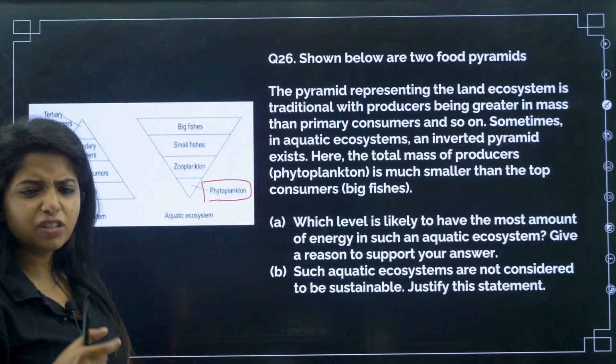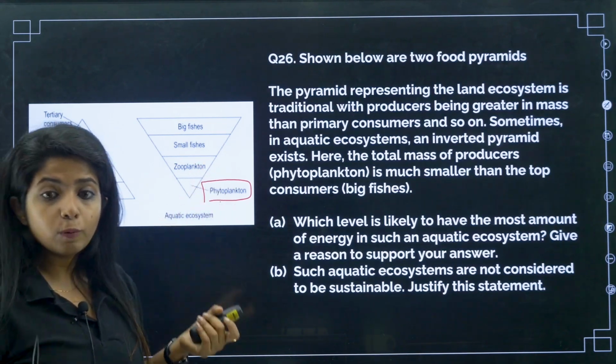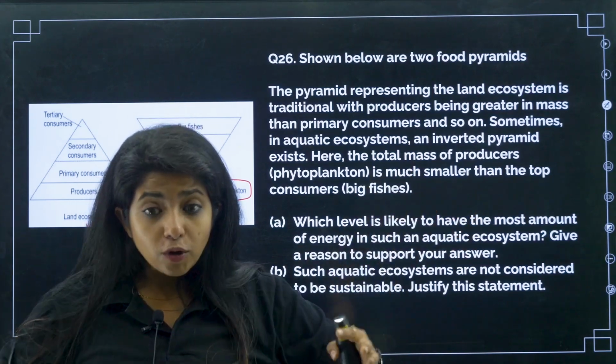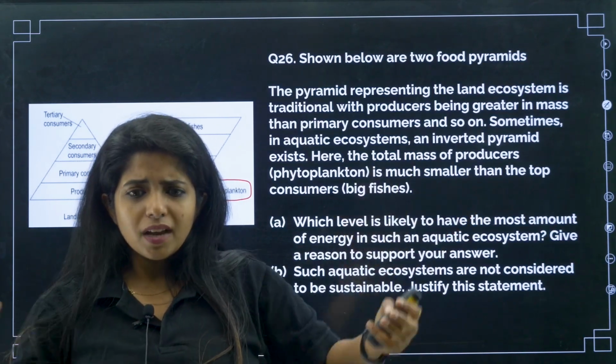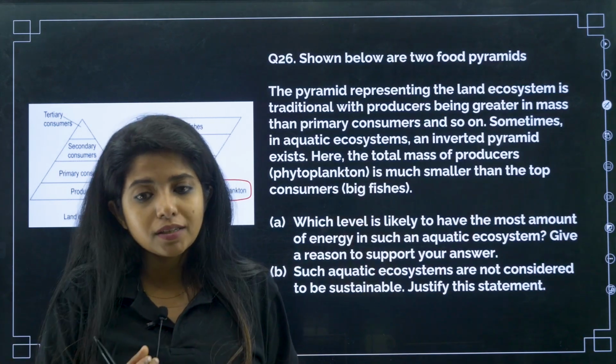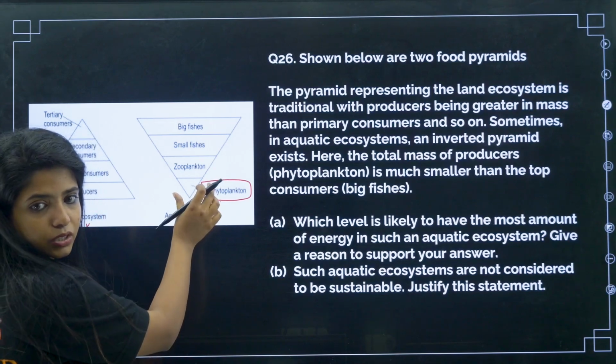Phytoplanktons are really small things, and phytoplanktons are being eaten by zooplanktons. Zooplanktons are eaten by small fishes, which are eaten by large fishes. So if you see, the biomass keeps on increasing. Phytoplanktons are small, they are capturing the energy, but they are small things, so their biomass will be less. So obviously the one that has lesser biomass is over here.